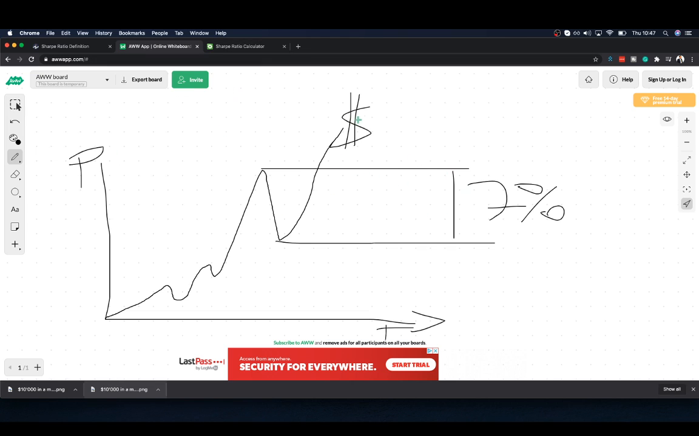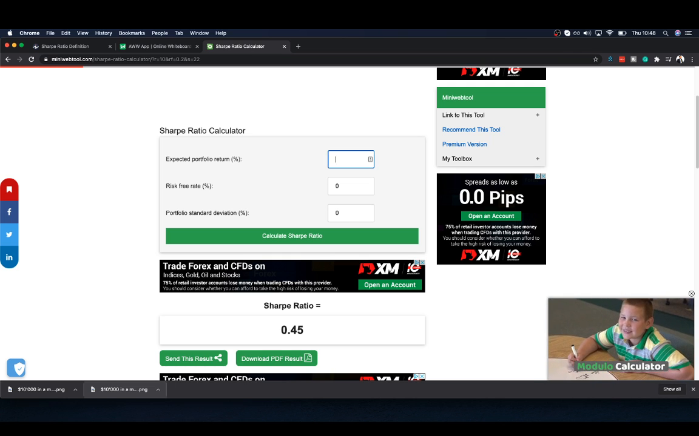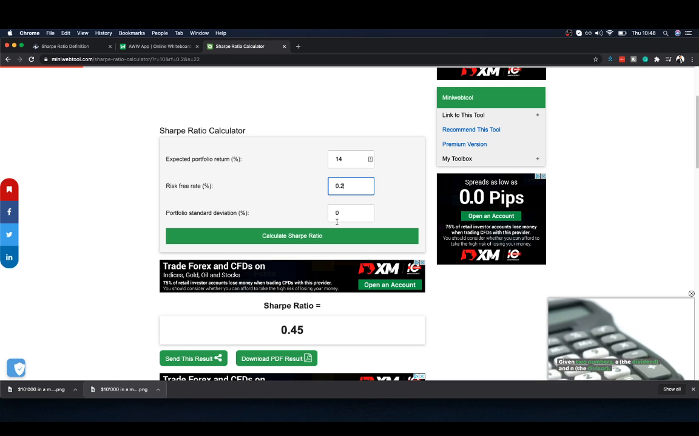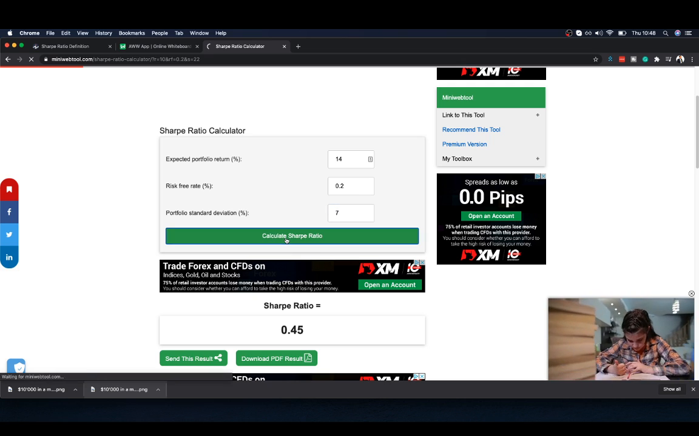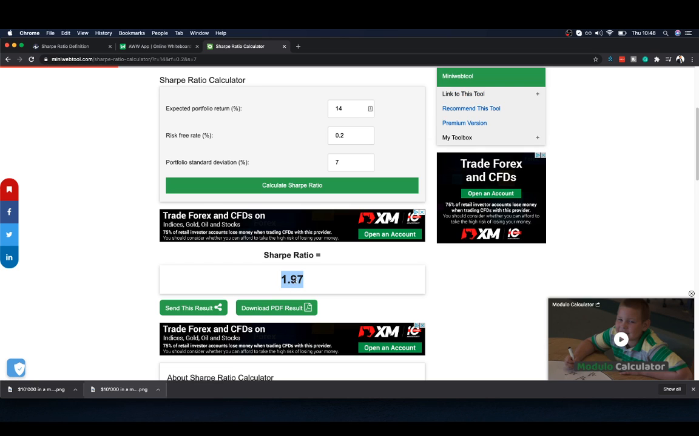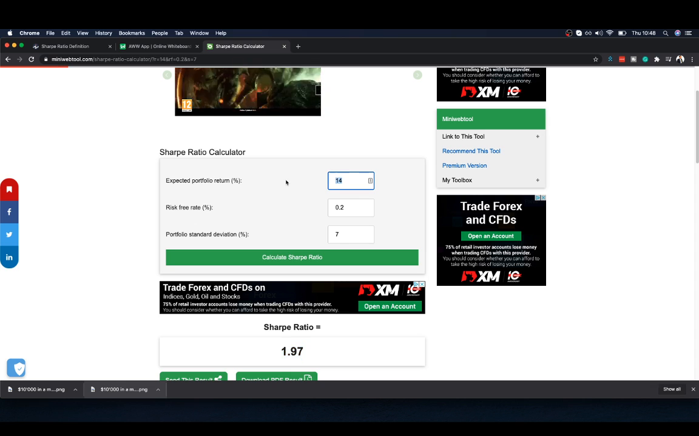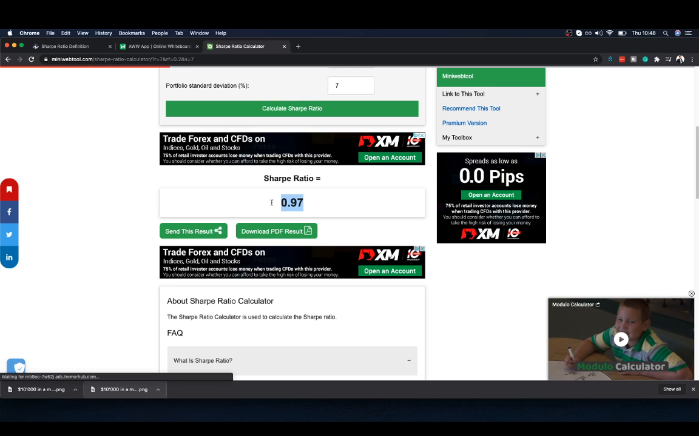So let's say that this total return is something around, I don't know, like 14%. Now you go to your calculator and you plot here 14%, the risk-free, let's say 0.2 yearly from the treasury bonds, and then you have the portfolio deviation, which is 7%, your drawdown. You calculate the Sharpe ratio, and it is going to say 1.97, which is great, which is very, very good. Let's imagine that you made just 7 instead, and you calculate the Sharpe ratio here, it's 0.97.